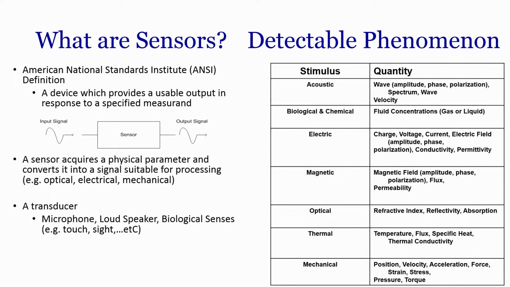Alright. So, when you talk about sensors, the American National Standards Institute definition is a device which provides a usable output in response to a specific measurement, right. So, a sensor is nothing but a device that can give us an output for measuring a particular measurement, right. So, in response to a specific measurement. That means that a sensor acquires a physical parameter and converts it into a signal suitable for processing.